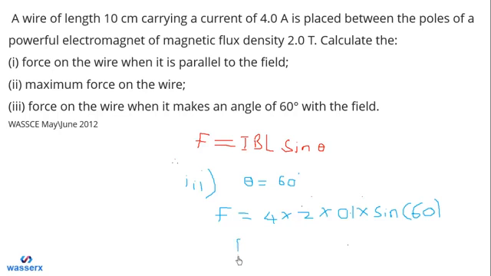Now let's simplify this. This will give us 4 times 2, 8, times 0.1, which is 0.8, times sine 60, which is 0.866, and that will be equal to 0.69 newtons.